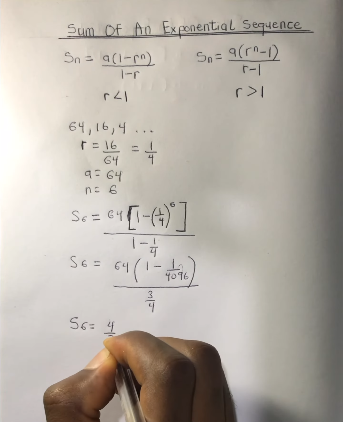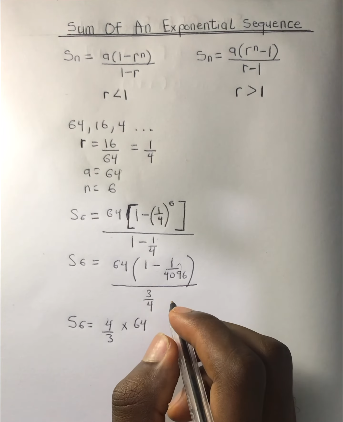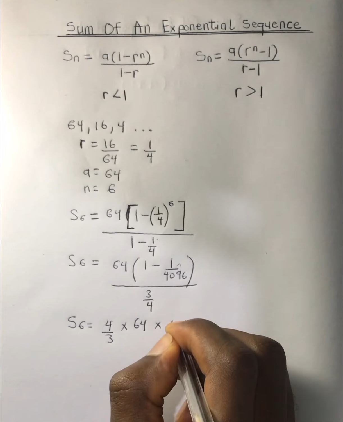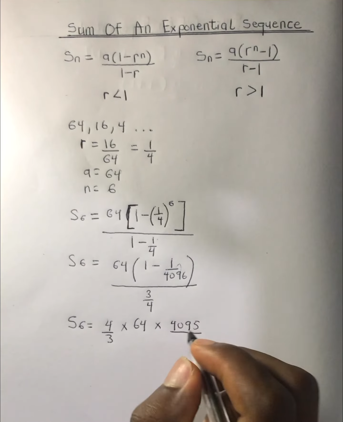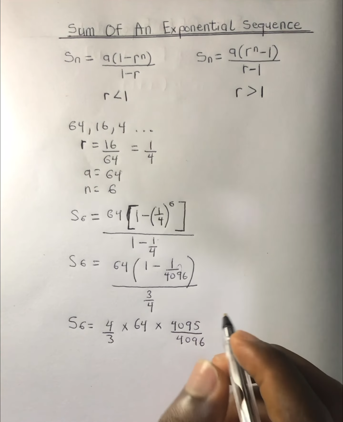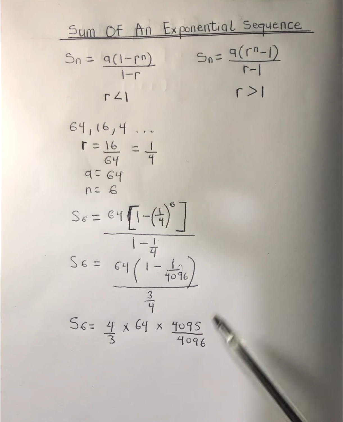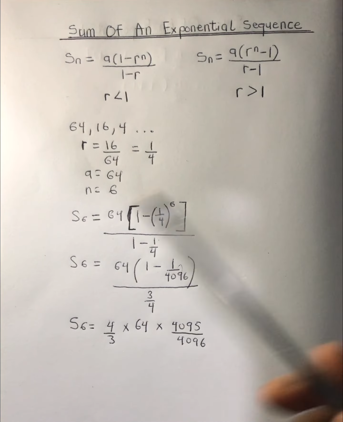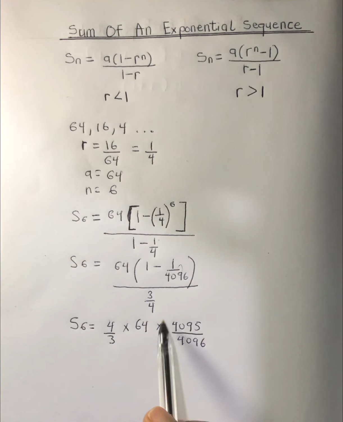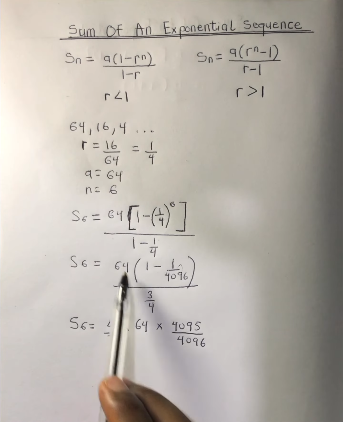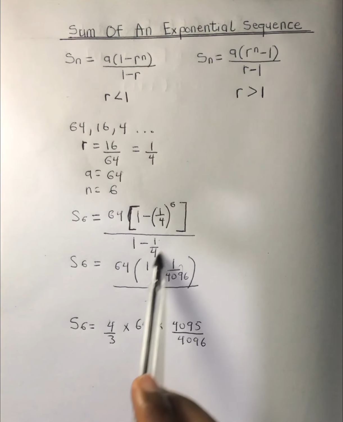4/3 multiplying 64 times 4,095 over 4,096. If you are dividing by a fraction, we reciprocate it and multiply. That's a very simple and easy trick. First we reciprocate and multiply, and the 64 is already multiplied, so we just maintain it, and this is the value we get from the subtraction.